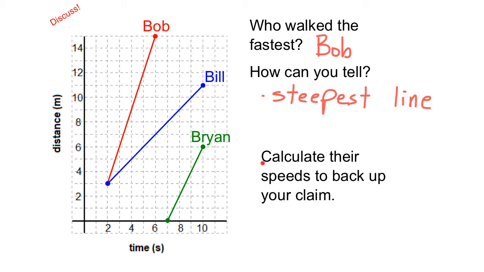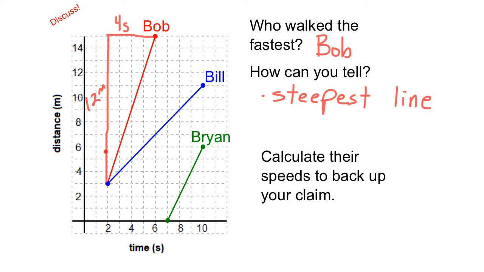Now the next part. Calculate their speeds to back up your claim. Okay, so now we can't just look at the lines and see which one looks the steepest. We actually have to do a calculation. So I'll start with Bob. If I look at where Bob started and where he ended, I can look at the distance he traveled and the amount of time it took.